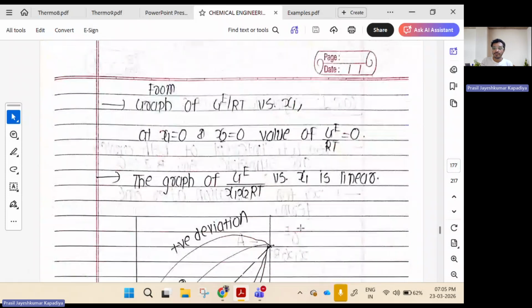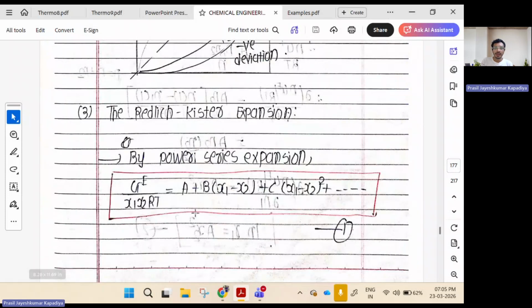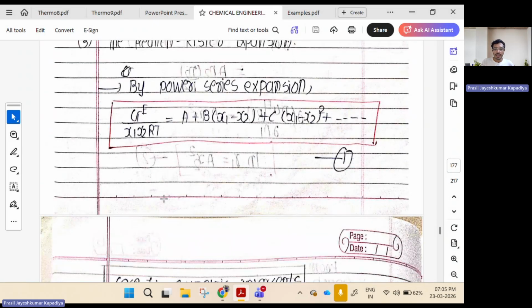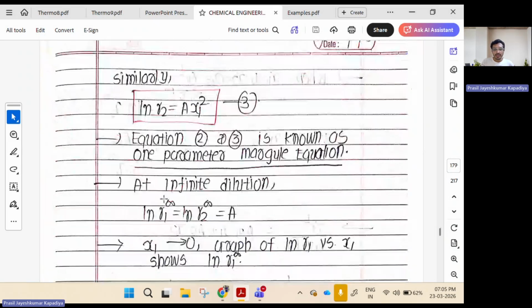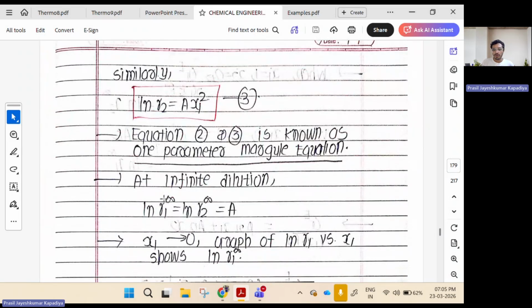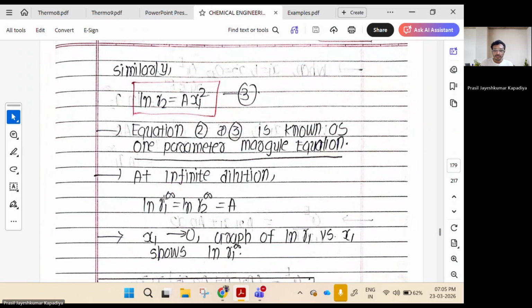So how did we derive it? We derived it from the Redlich-Kister expansion, where we took b equal to 0 and c equal to 0, meaning all intercepts are the same. So in this case, we derived the equation ln gamma 1 is equal to A x2 square and ln gamma 2 is equal to A x1 square. So this is called the one parameter Margules equation.